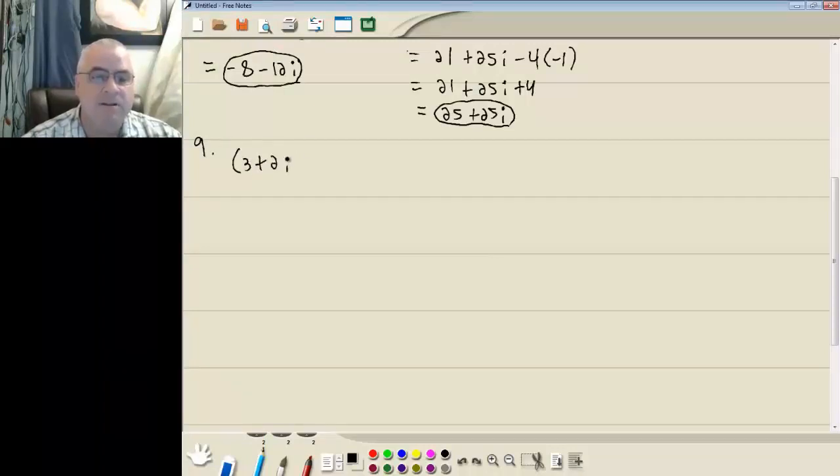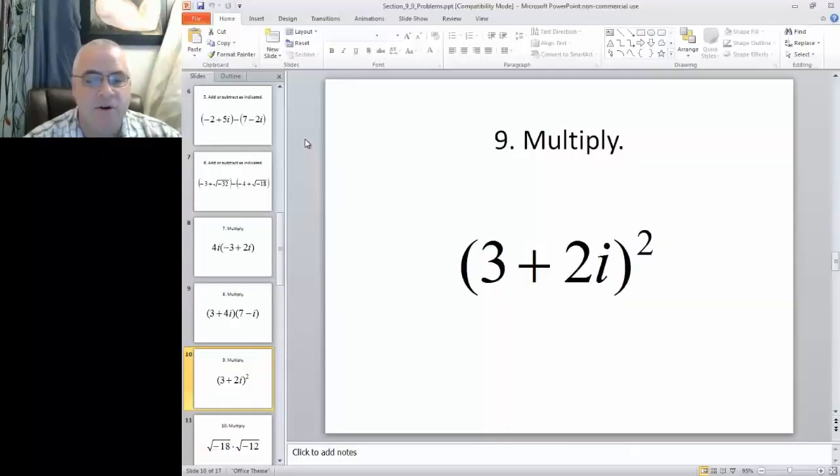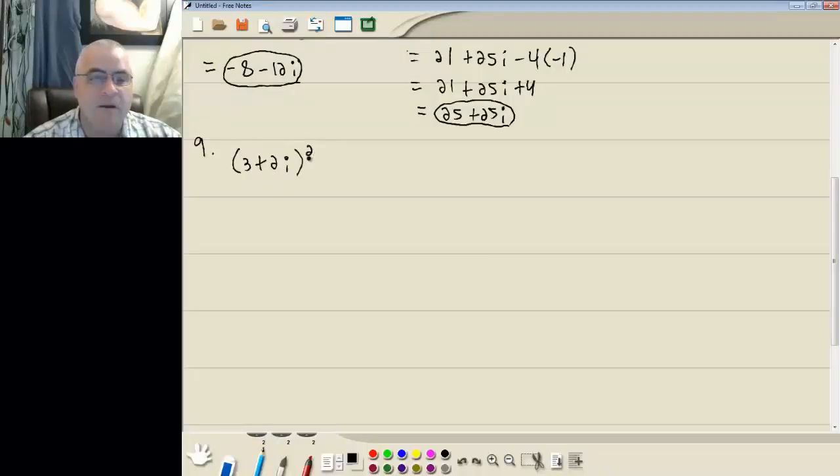We got 3 plus 2i squared. Again, we treat it just like a variable. And we're going to rewrite this. 3 plus 2i squared means 3 plus 2i times 3 plus 2i. Some people make the mistake of squaring a 3 and squaring a 2i, and you can't do that. The only time you can do that is when everything inside your parentheses is either multiplication or division. Here we have a plus. When you have a plus or minus in there, you have to just rewrite it this way and then multiply them together.